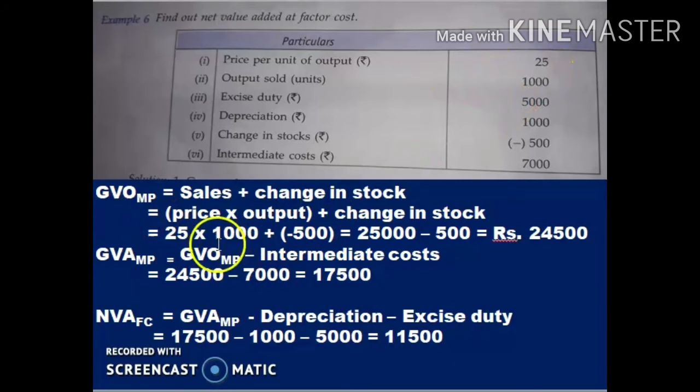Then 25 into 1000, plus the change in stock is added. So it's minus 500 here, that is 25,000 minus 500. So what is the answer? 24,500. So GVAMP is equal to GVOMP minus intermediate cost.